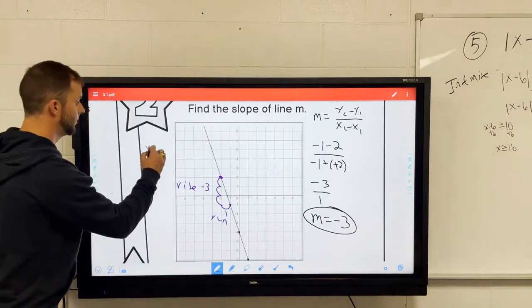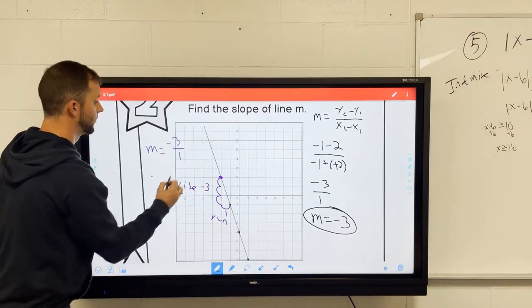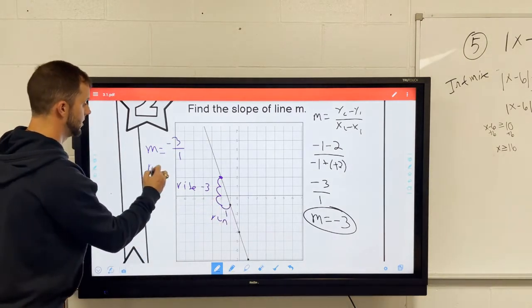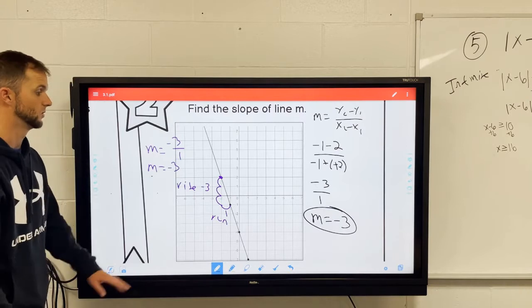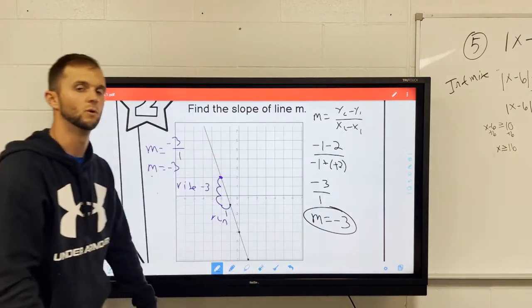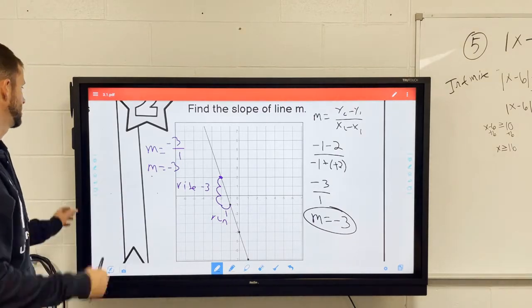So my slope would end up being -3 over 1. So as I went down 3 and over 1, okay? So my slope is going to end up being -3. So again, you could either count it or you could do the math way, however you want to do it, okay? Let's go to example number 3.